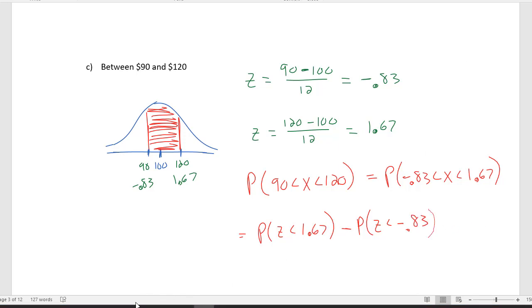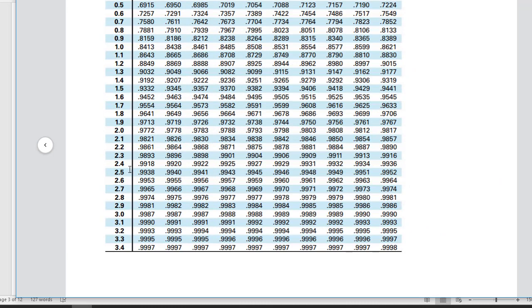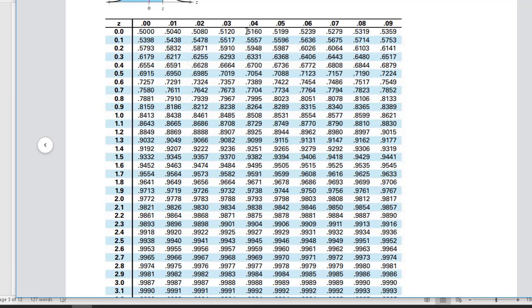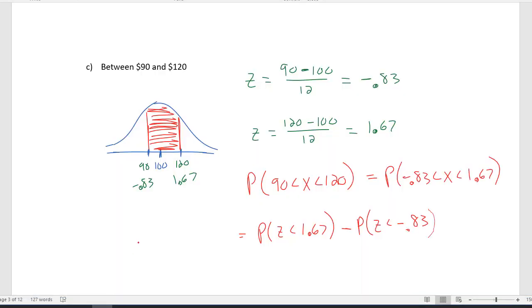So let's look up 1.67 in my table. Let's see, where's the 7? Here's the 7, and then 1.6 is right here. So I got 0.9525.